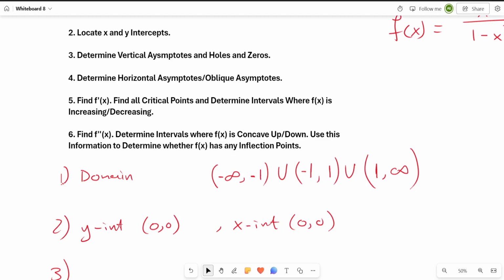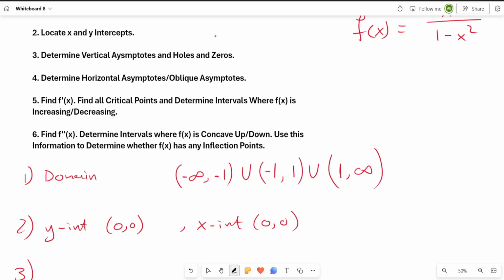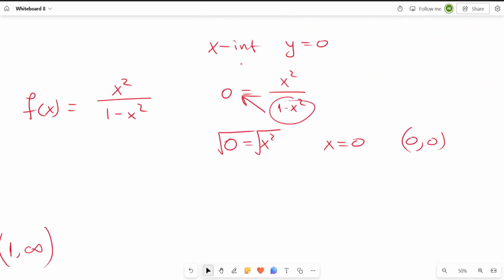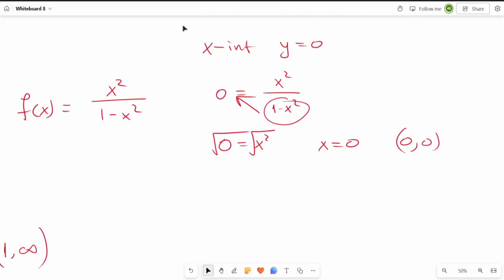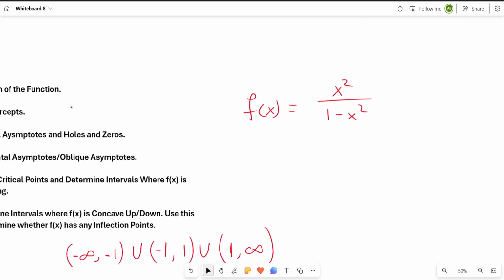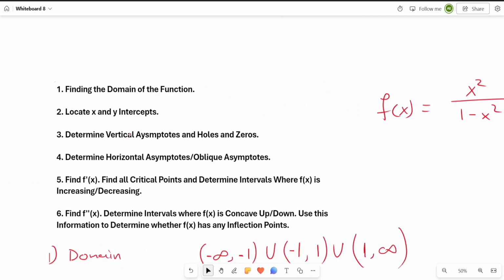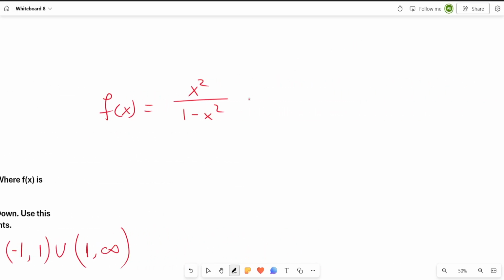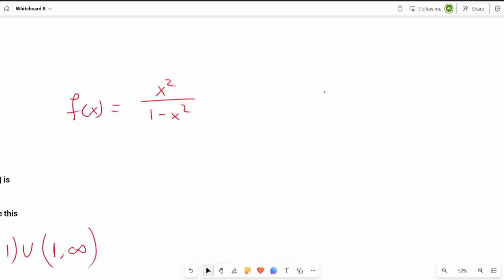So the third step says determine vertical asymptotes and holes. And zeros we already determined in the previous part, which is locating the x-intercept. So let's see how we can determine the vertical asymptotes or the holes. By the way, I did videos doing all these steps. It's very useful to go and find them. You will find the link to the full playlist on the top right hand corner.